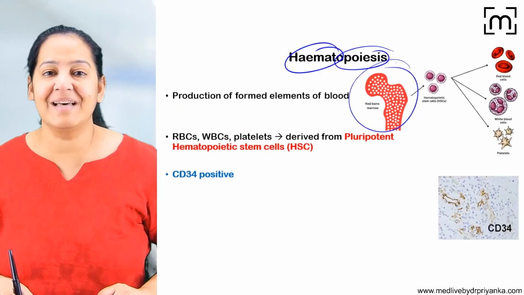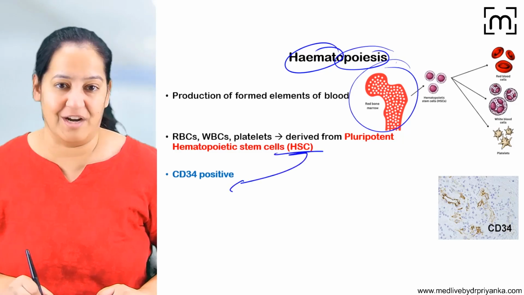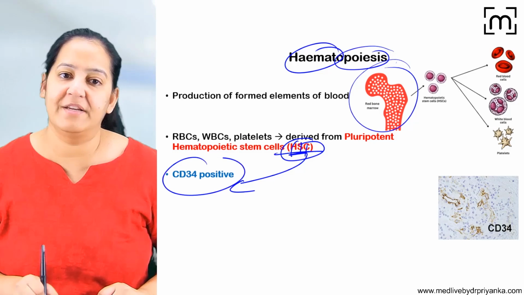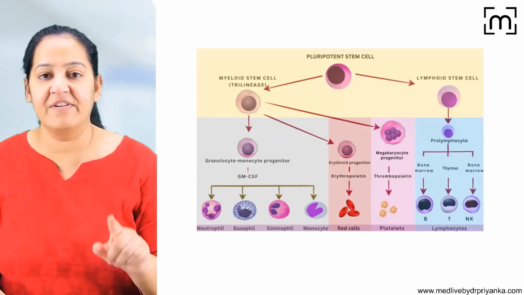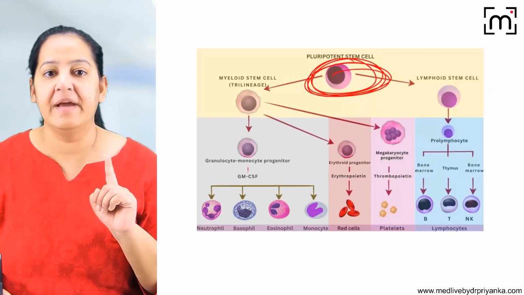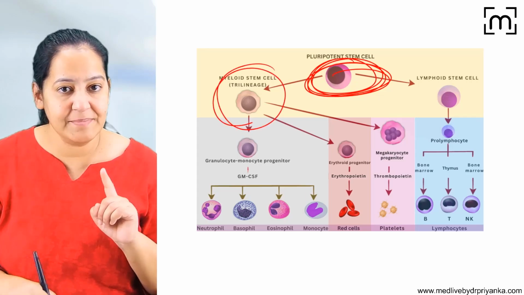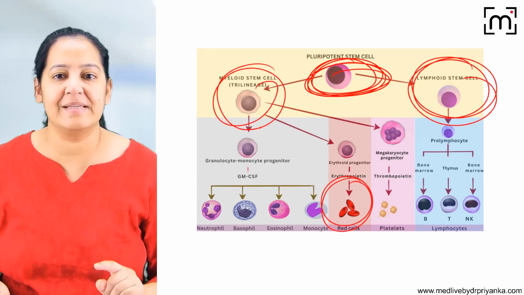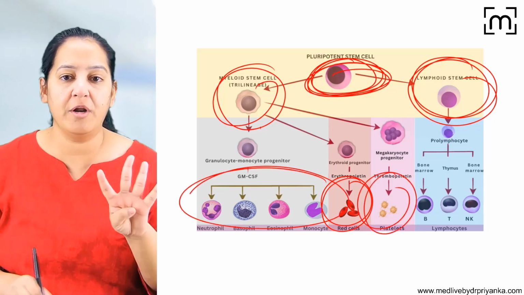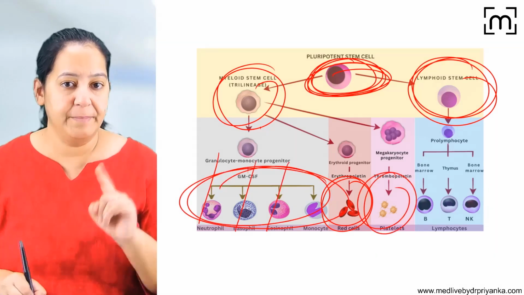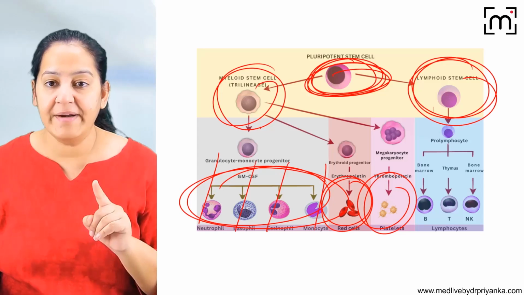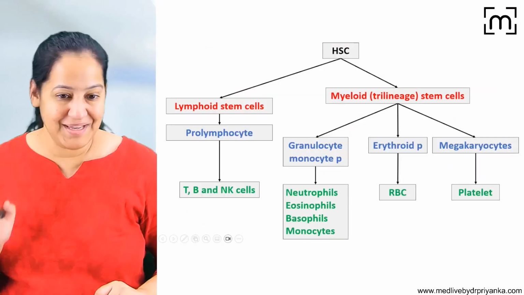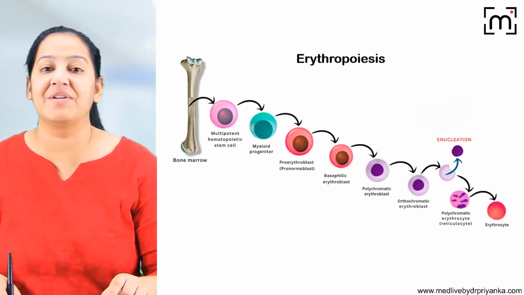Okay, so the precursor cell is the hematopoietic stem cell, which is CD34 positive. The marker for hematopoietic stem cell is CD34. So you can see the first cell is hematopoietic stem cell. It gave rise to myeloid stem cell as well as lymphoid stem cell. The myeloid stem cell gives rise to RBCs, platelets, and 4 WBCs out of 5: neutrophil, eosinophil, basophil, and monocyte. And the lymphoid stem cell gives rise to lymphocytes only. That's it. So we have understood. The same thing is written in front of you. Now I am interested in erythropoiesis.